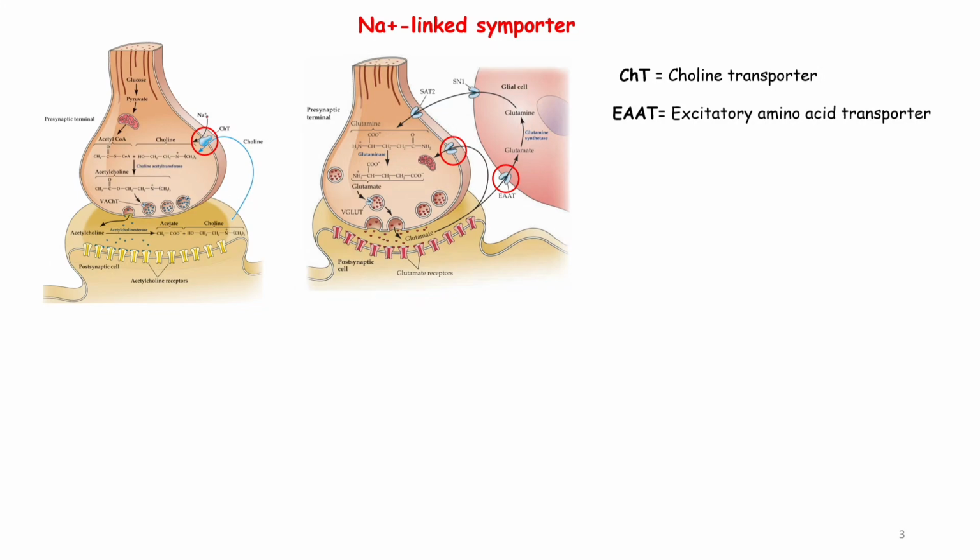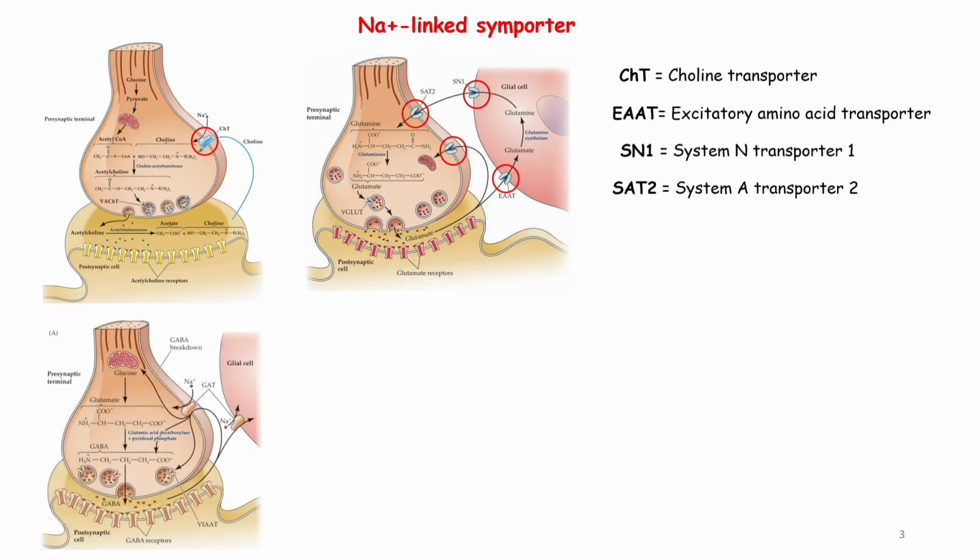Also, this transporter, or sodium-linked symporter, is present on glial cells. In this way, the glutamate enters inside the glial cells, and then this glutamate is converted into glutamine, and then this glutamine is released by another sodium-linked symporter called SN1, or system N transporter 1. Now, the glutamine is received by another sodium-linked symporter called SAT2, system A transporter 2. So this is a bypass route in which the glutamate enters inside the glial cells and then is released as glutamine.